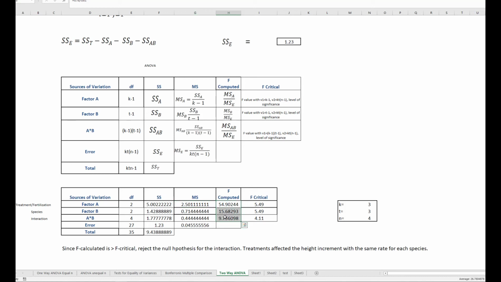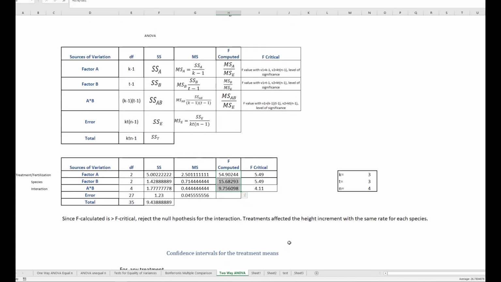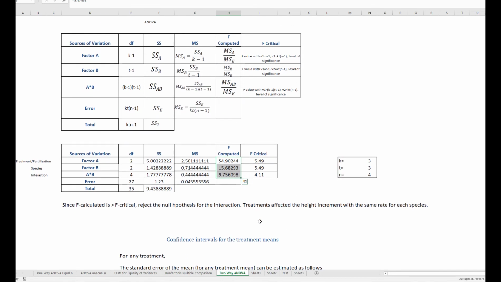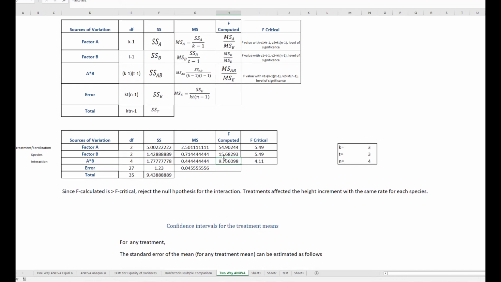I say that because if one value changes, everything else changes. So you can see that I found the critical values. At first we need to find the interaction critical value and then the statistic value. We find that the interaction actually exists. That means we are rejecting the null hypothesis for the interaction.